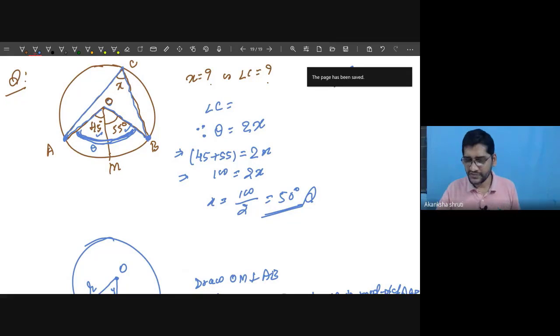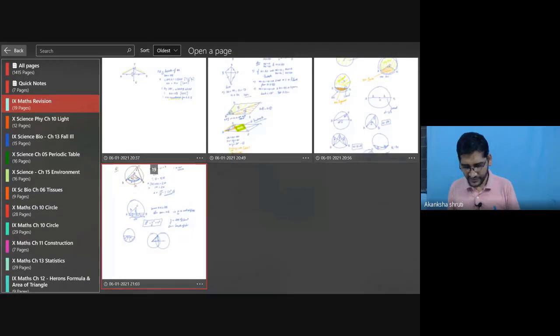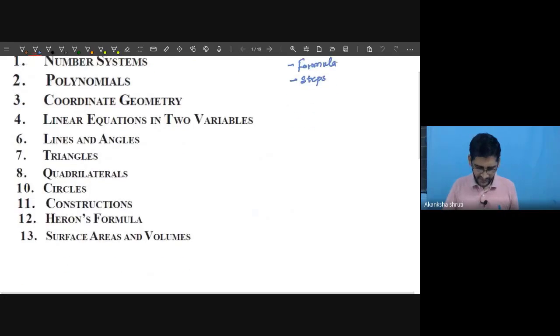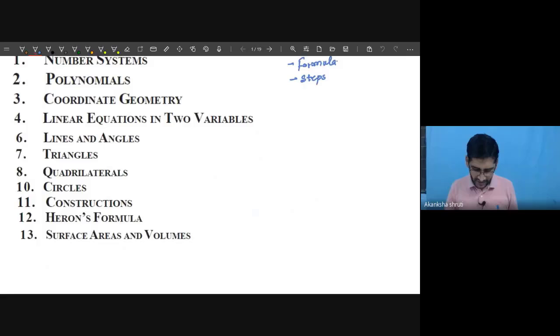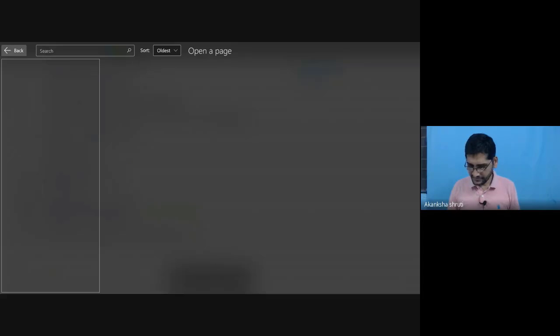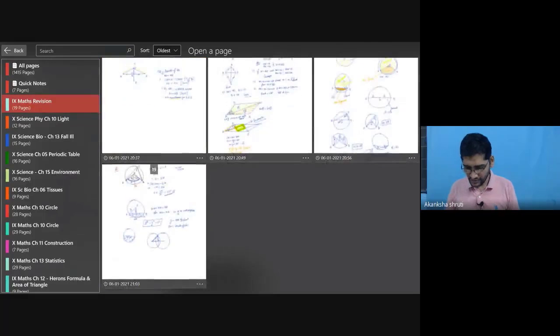Now let us go for the next one. Just another 5 to 10 minutes and we are able to finish this chapter. Others are very small chapters. So circle I had explained. Now come to the Heron's construction. No need, the steps you already know. Now let us come to the Heron's formula and the surface and volume. I will take another 15 minutes to finish these two topics.